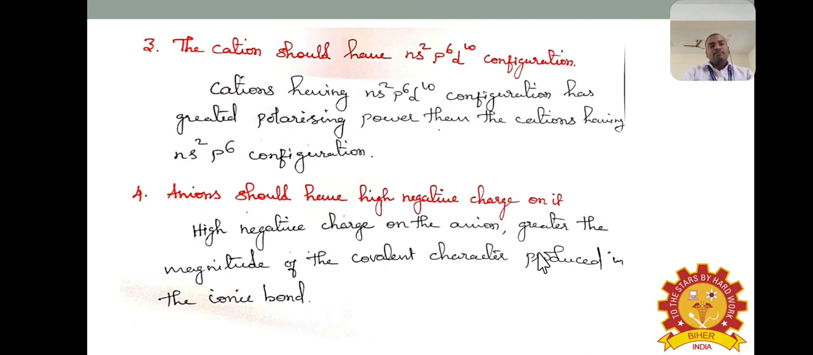Next, the fourth point is that anions should have a high negative charge. Cations should have a high positive charge. When the cations have a high positive charge, then only can they easily attract electrons from the anions.